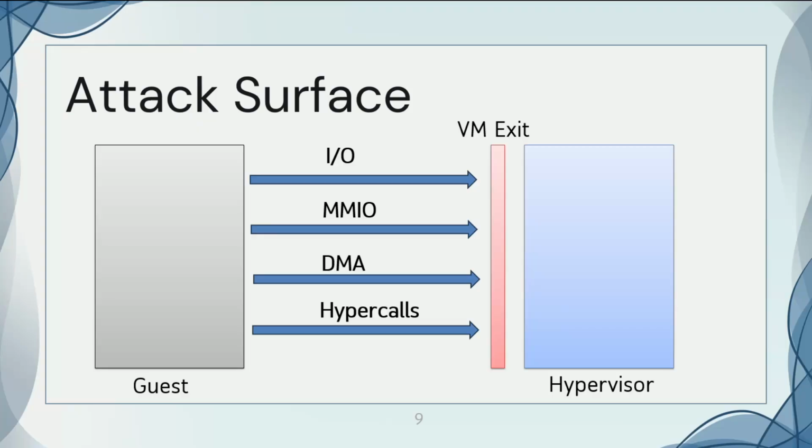But usually if it's not causing that, after emulating the operation, the control just goes back from the hypervisor to the guest. This is an overview of the attack surface, a little bit more detailed, showing that there are many different ways the guest interacts with the hypervisor and how this could be an attack surface.